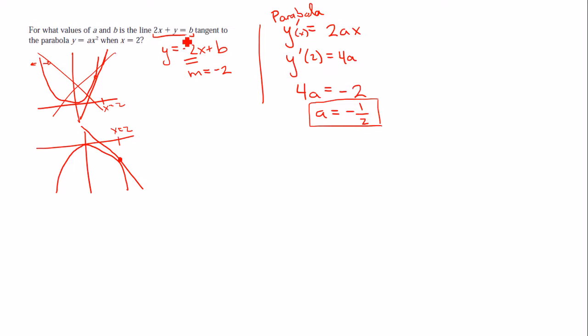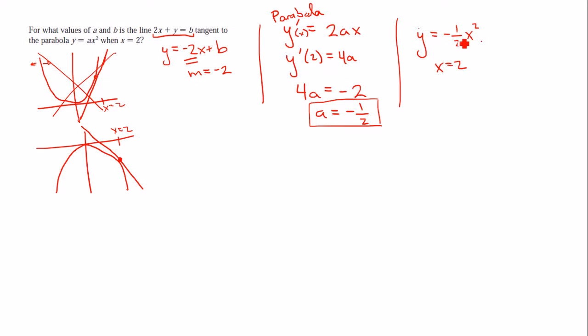So we don't know b yet. Okay, so we don't know b. What we can do is, we now know the parabola's equation: y equals negative 1/2 x squared. And I know I'm talking about the point x equals 2. So I can probably just find the equation of the tangent line, and that will tell me what b is. That'll tell me the missing b. So let's go ahead and do that. Let's just find the equation of the tangent line.